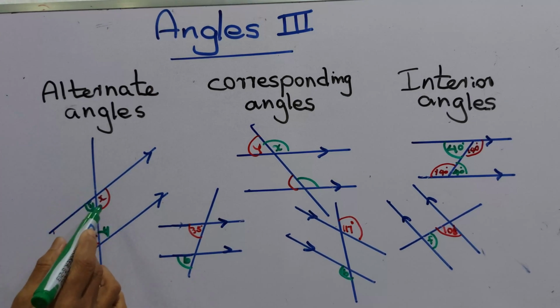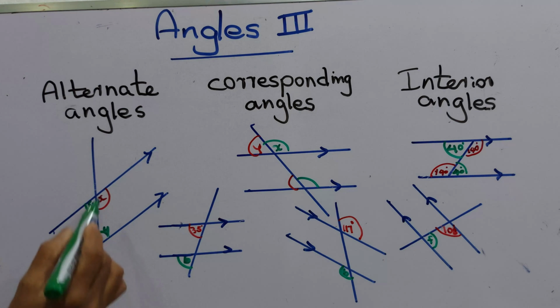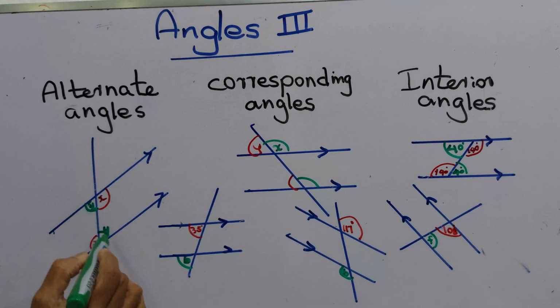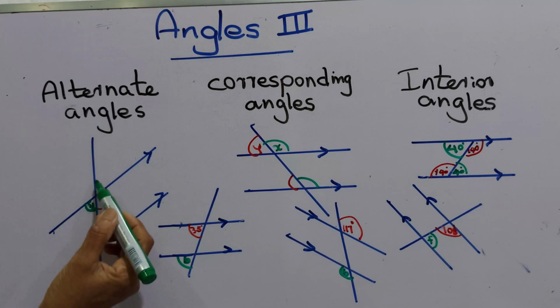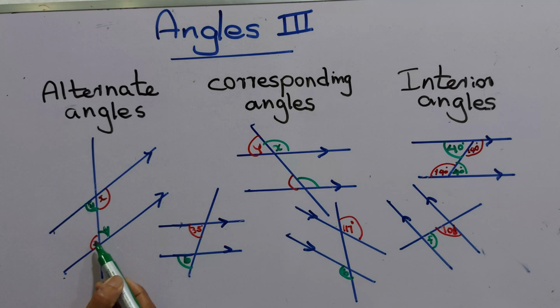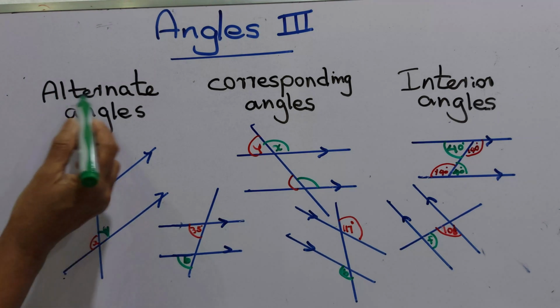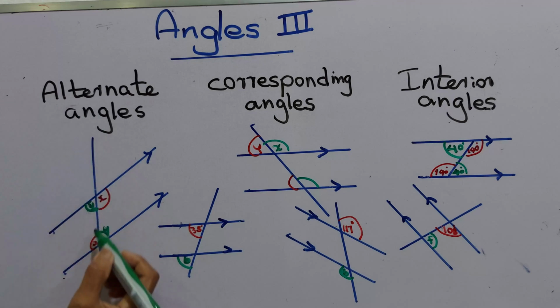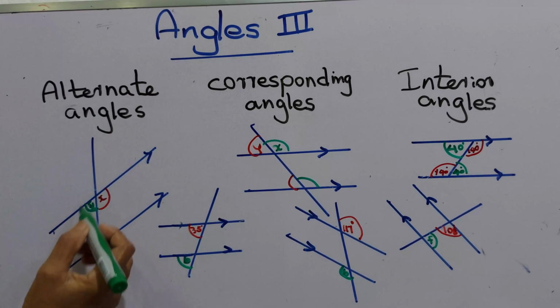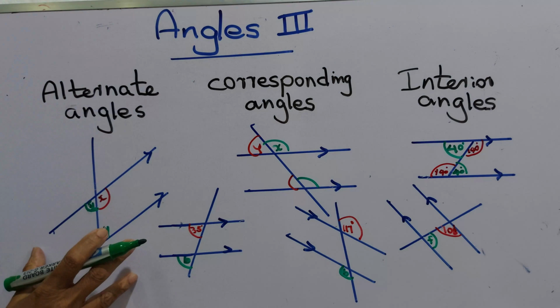Listen again: angles on opposite sides of the intersecting line are called alternate angles. We can find these alternate angles in Z shapes. These angles are equal, that is alternate angles.